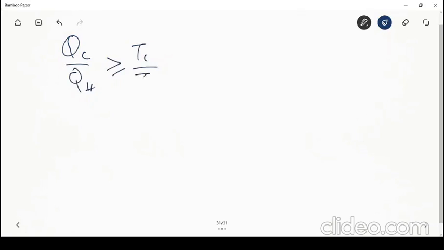TC by TH, right? So if I write the expression for QC, this gives QC is greater than or equal to QH into TC by TH. Okay, so this is the expression that you get.